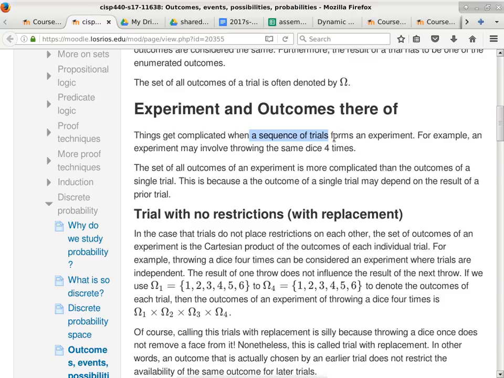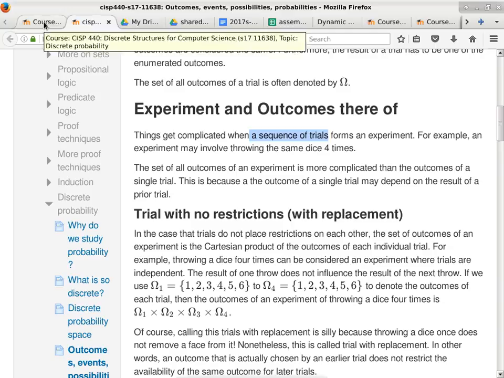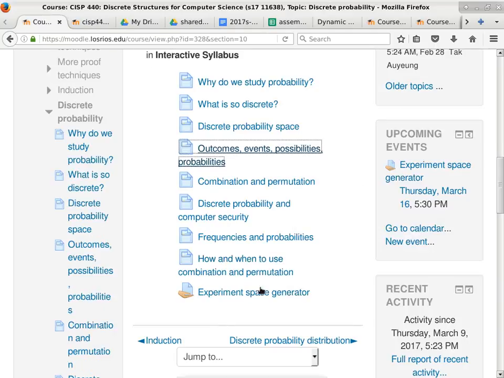So are there any questions about a trial, outcomes of a single trial, and the concept of an experiment, which is a sequence of trials? No questions? Okay, that's all we need to know. There's more stuff down here, but I'm not going to talk about it because it doesn't relate to the homework assignment just yet. So I will stop with this part and go back to the description of the homework assignment.